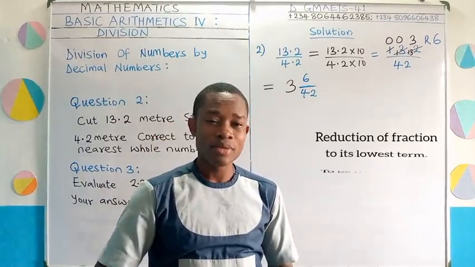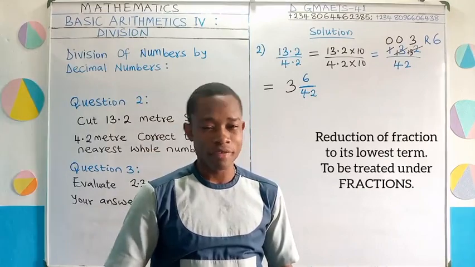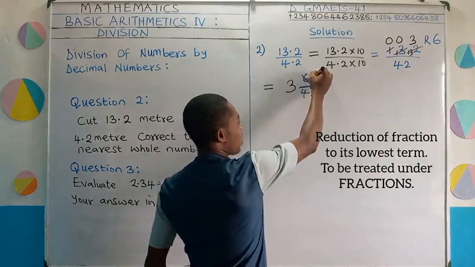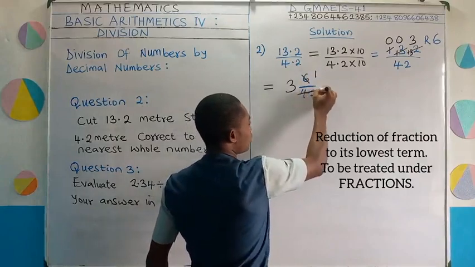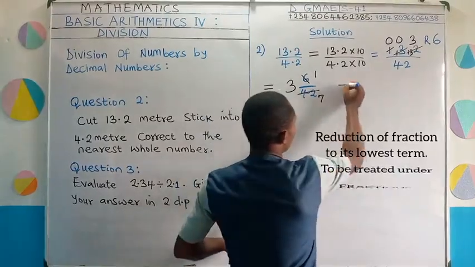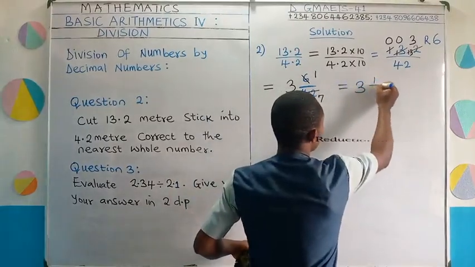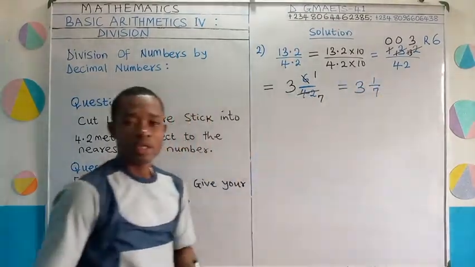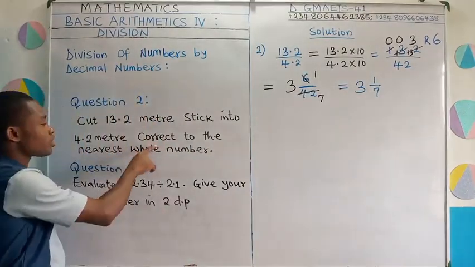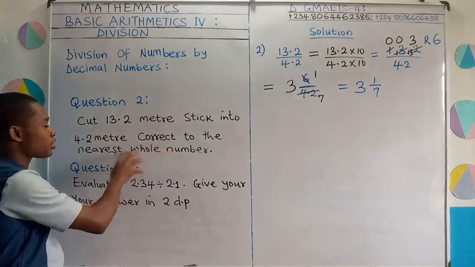Because in the 6 times table, you will notice that 6 times 7 will give you 42. It therefore means that 6 can divide 6 to give us 1 here, and 6 can divide 42 to give us 7. So this calculation is actually 3 whole number 1 over 7. Does that make sense?